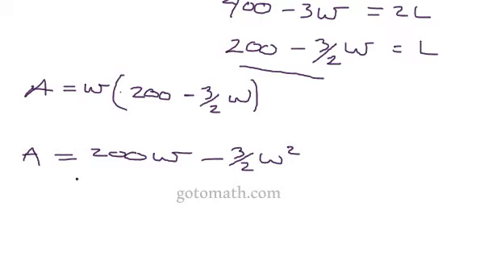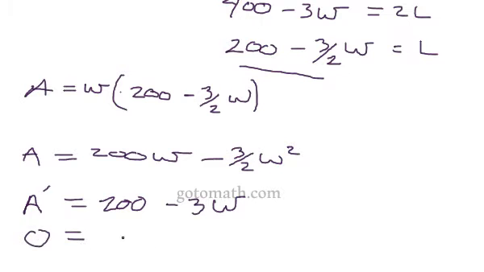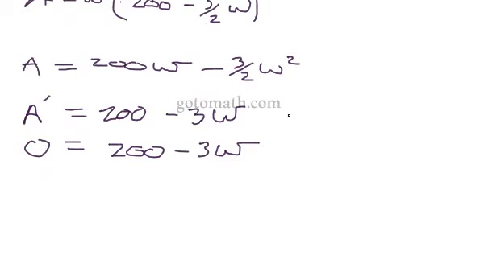So now let's do the calculus, taking the derivative. A prime is equal to 200 minus, take the 2 out front, so we have 3 halves times 2, which is just 3W. And now of course we want to set this equal to 0 and solve for W. So it looks like we have 3W is equal to 200.